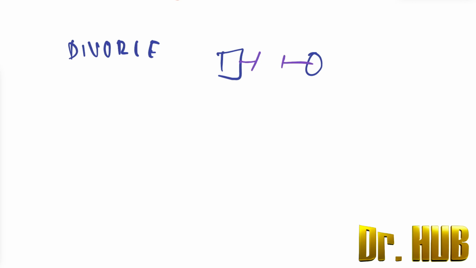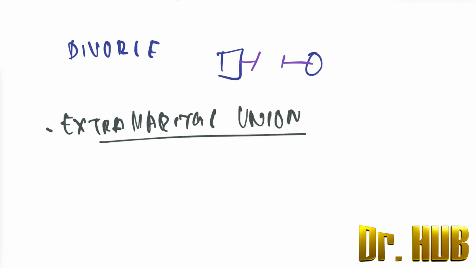Next, let's look at how to represent divorce. In terms of divorce, again we draw a square and a circle representing the male and the female, and there is a space between them. So this means the presence of divorce. Next is extramarital union. So how to represent the extramarital union? Extramarital union is represented by a square with dotted lines connecting to the circle.